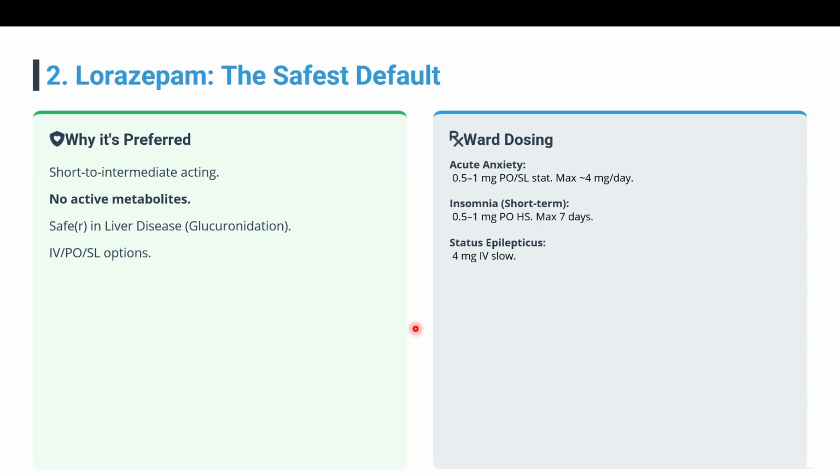In what dosing? It is 0.5 to 1 milligram per oral or sublingual stat, to a maximum of 4 milligram per day in case of acute anxiety. In case of insomnia, start at low dose 0.5 to 1 milligram per oral HS, maximum of 7 days only. More than 7 days, it will cause dependence. In case of status epilepticus, give 4 milligram of lorazepam IV over 2 minutes.